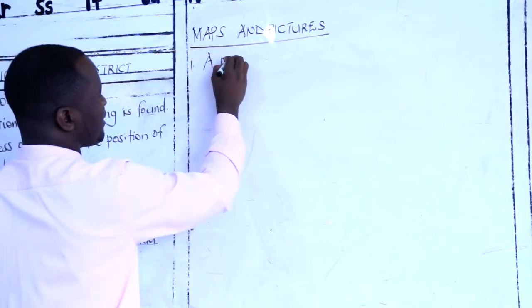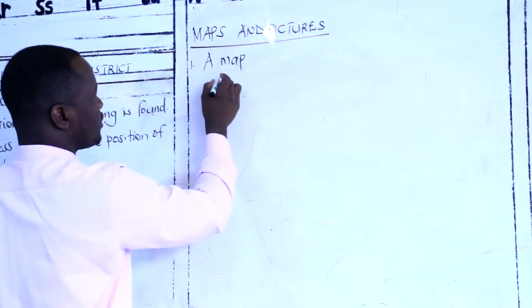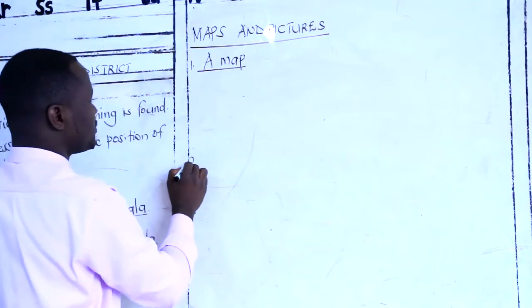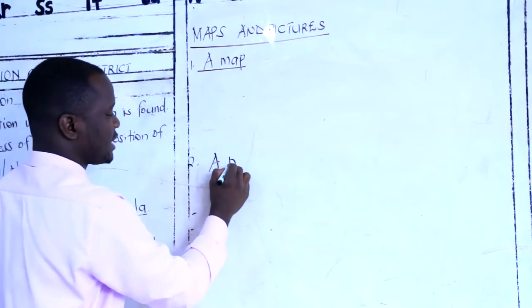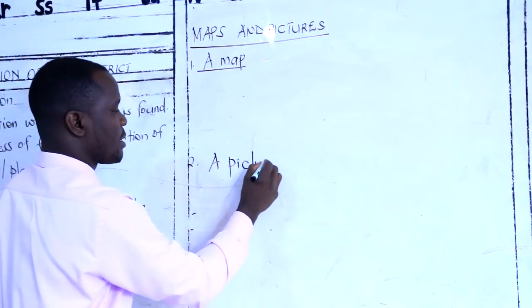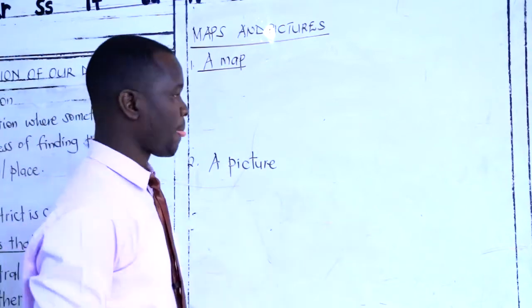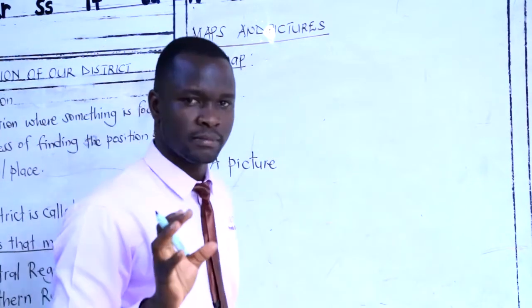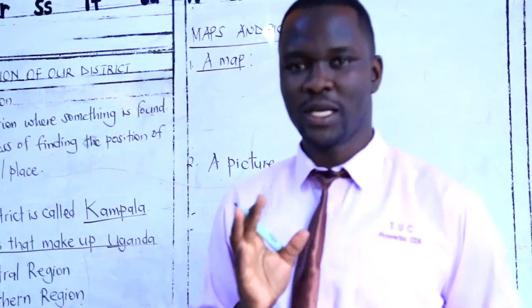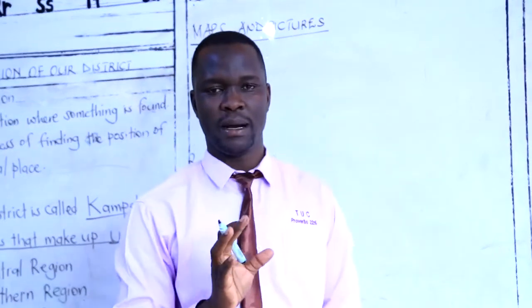Of course, here we are having two words that we have defined. We have a map, then we shall be having a picture. A map and a picture. What do we mean by a map? I'm sure it's not your first time to hear about a map. What is a map?